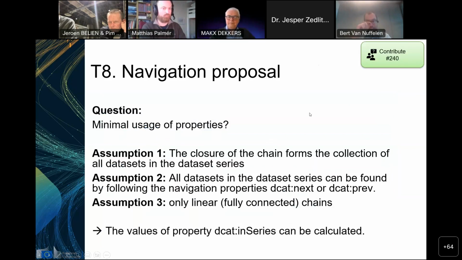Okay, so the topic is of question, and we want to have feedback on: do we want to minimize the usage of those properties?